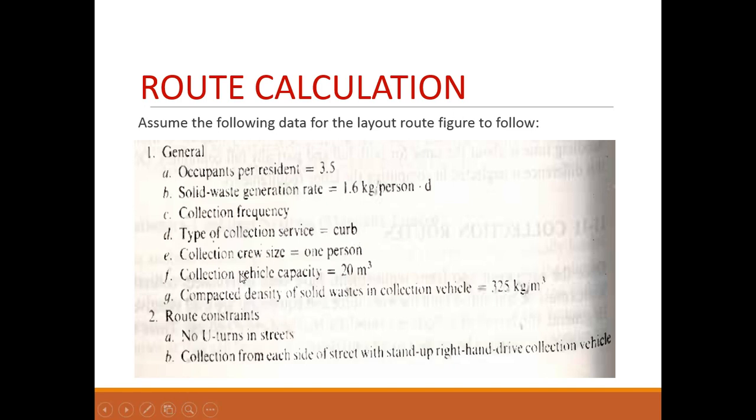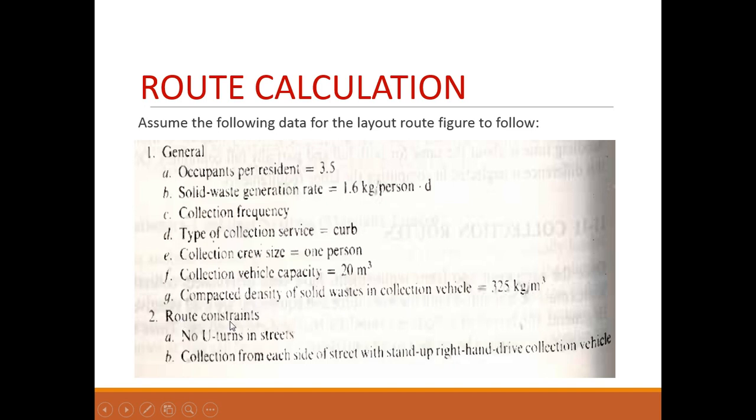We also assume that our collection crew size is 1. Our vehicle capacity is 20 cubic meters, and the compacted density of solid waste in the collection vehicle is 325 kilograms per cubic meter, right? So we're saying the vehicle can hold this much, but the compacted waste that it can hold is this.